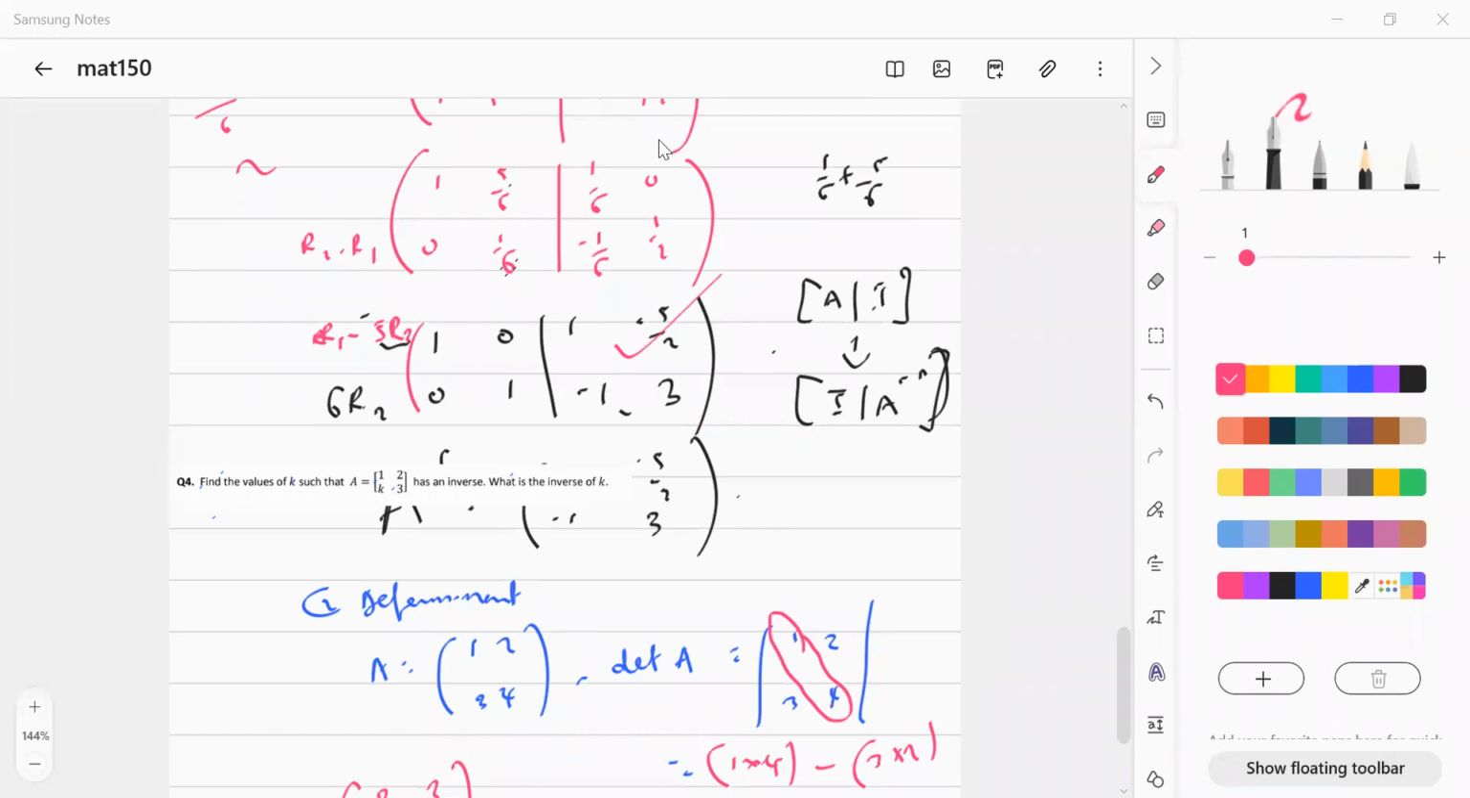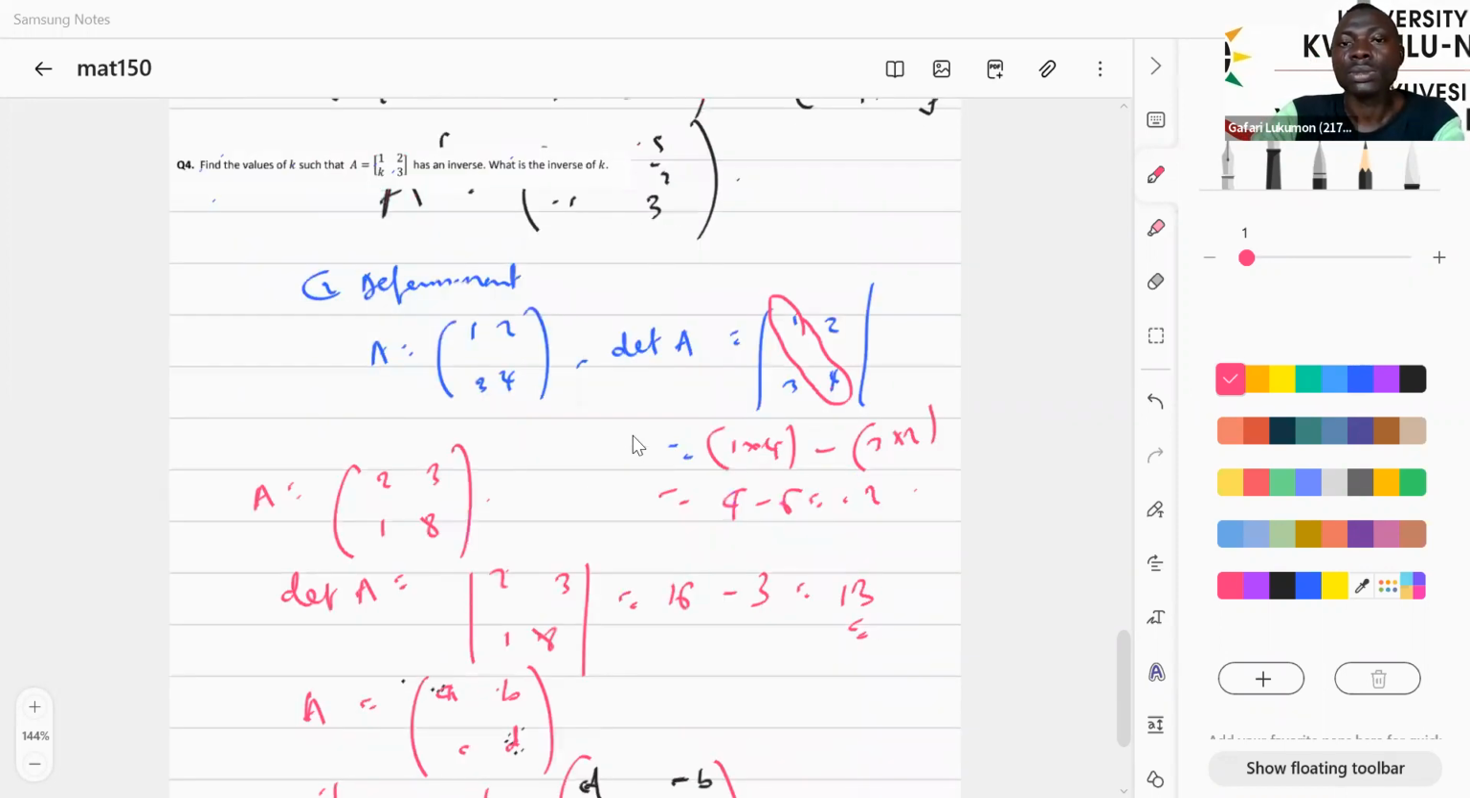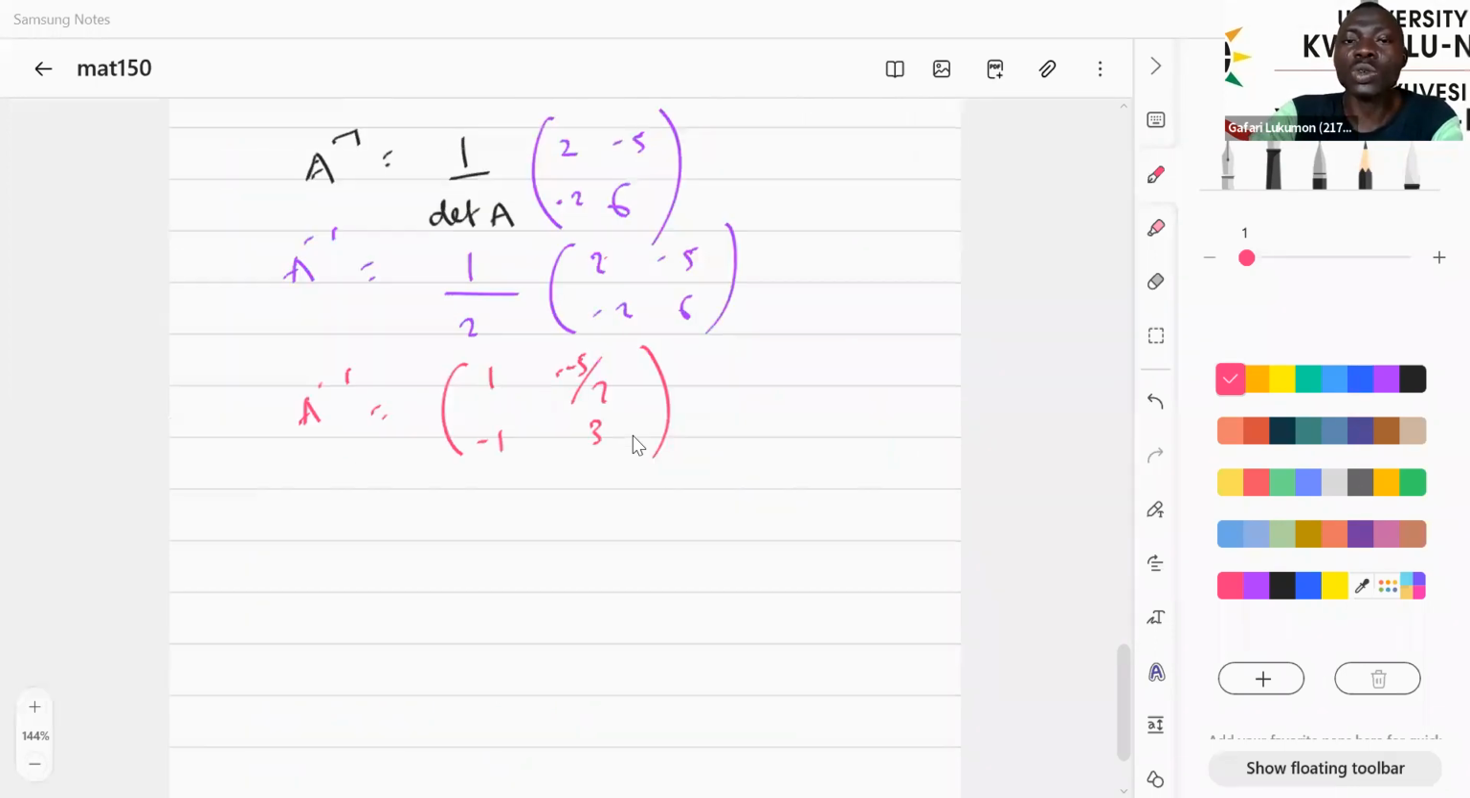So somebody said the second method is not clear. Maybe I should explain again. For the first method, maybe I should explain the two. No problem. Don't worry. I want you to understand.